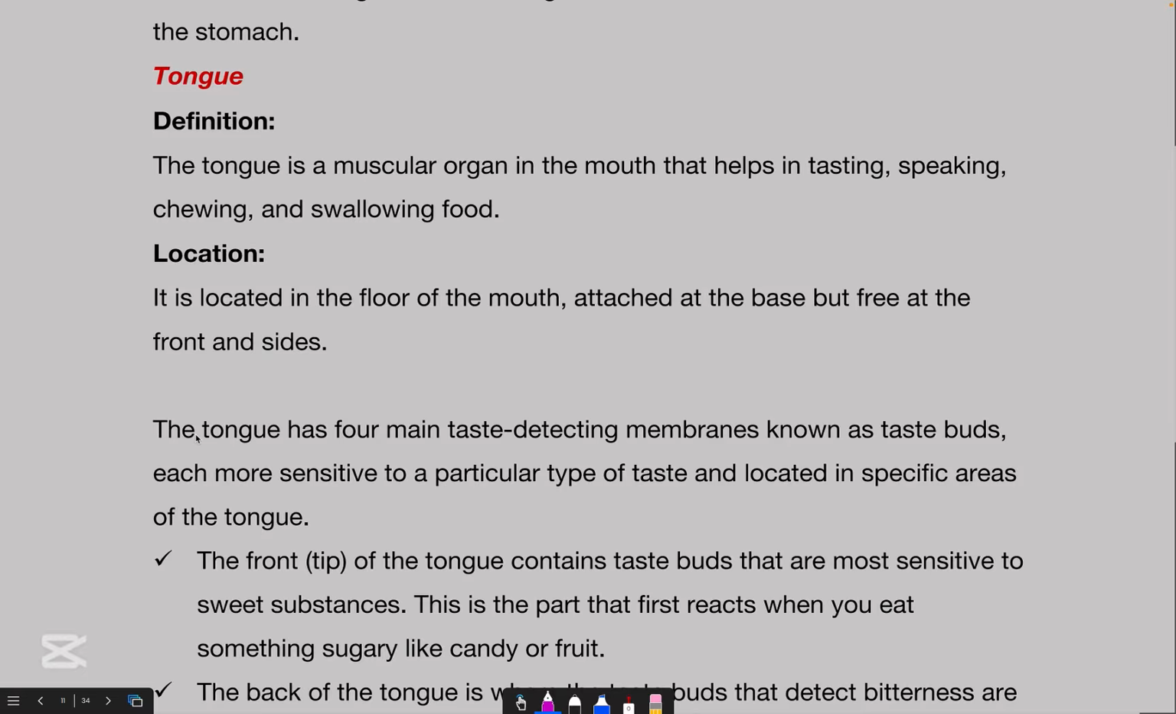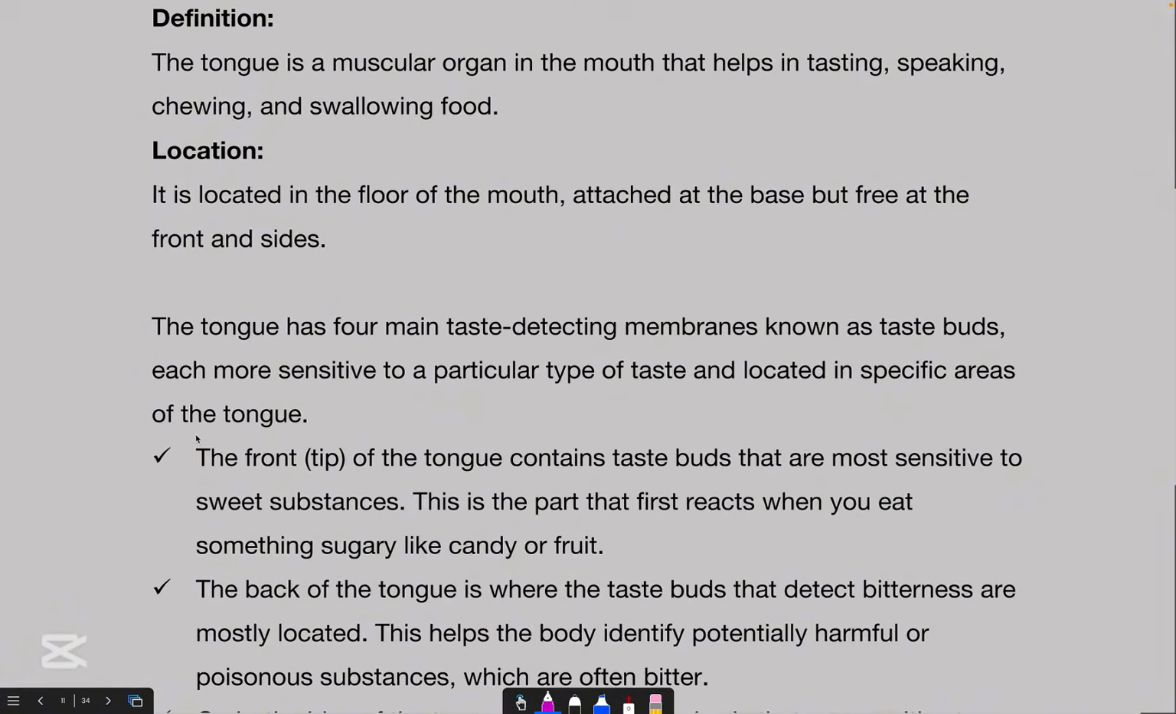Now, the most important thing I want you to know about the tongue is that it has 4 taste detecting membranes known as taste buds, each more sensitive to a particular type of taste and located in specific areas of the tongue. What do we mean by this statement? Each of these 4 membranes detects a different type of taste.